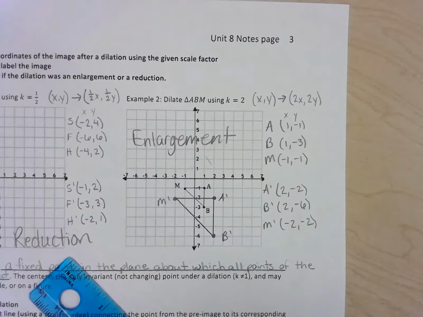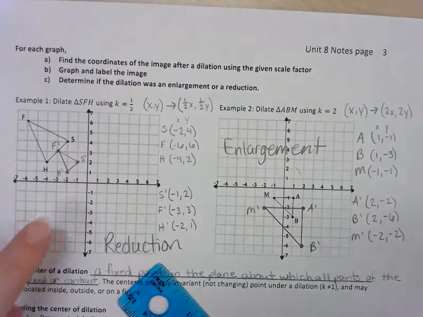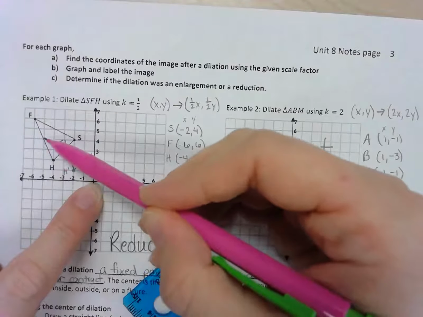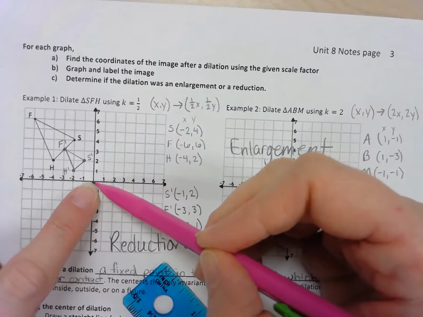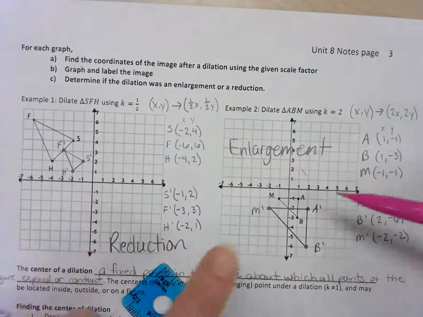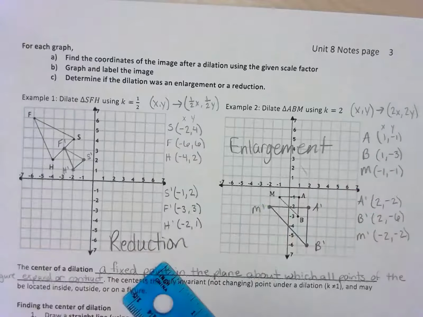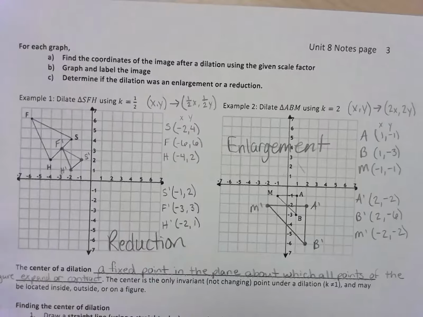So for both of these graphs, our center of dilation was the origin. As the graph shrank, it shrank with the center of dilation at the origin, or as it grew, with the center of dilation again at the origin. So let's look at that in our next part.